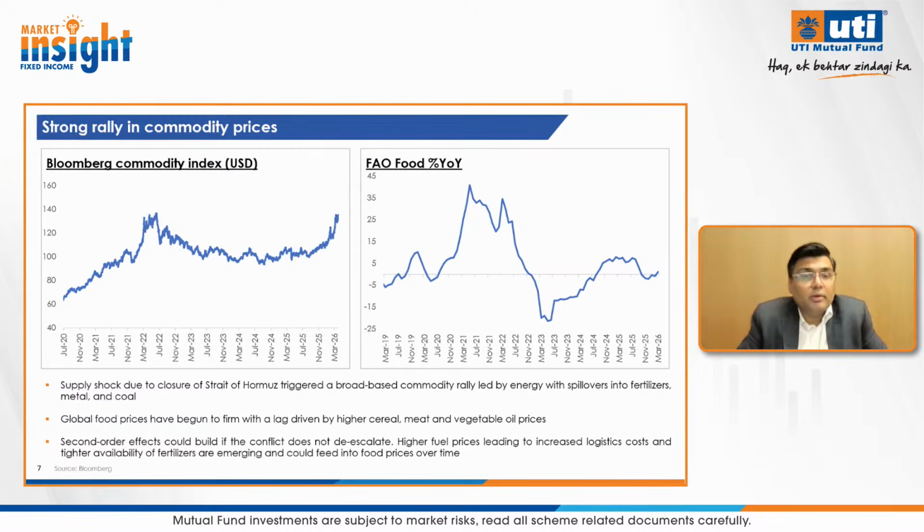If you look at global food prices, they were following a downward trajectory for the fag end of 2025. But if you look at 2026, they have started to rise. So while they are still at 1 to 2% YOY growth, they are not material. But in case this conflict does not de-escalate, we could see higher fuel prices leading to higher logistics prices, higher insurance cost, and of course higher fertilizer prices, which could lead to higher food prices over time. So central banks across the world will be watching how food prices unfold, because that will also be a key determinant of their inflationary outlook.